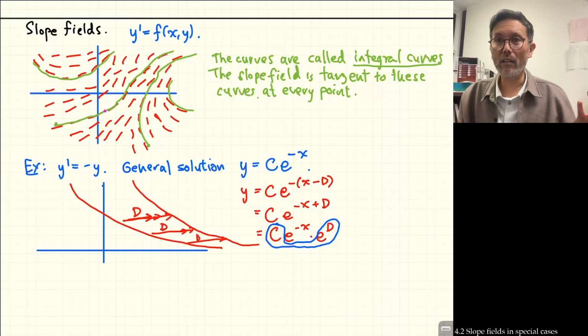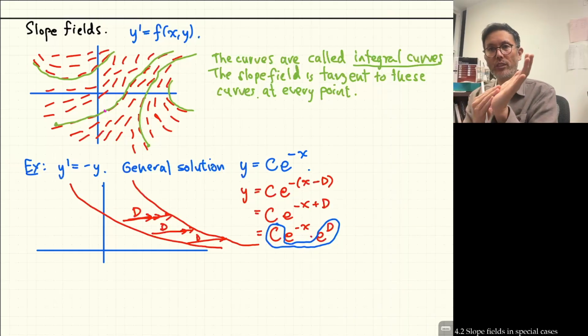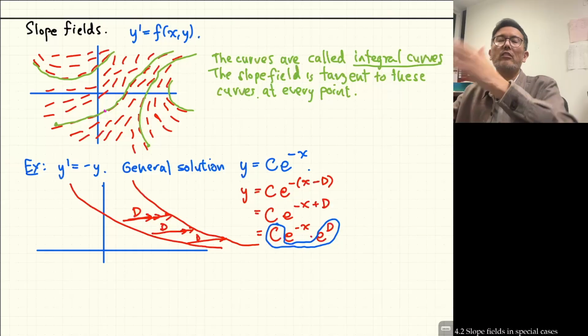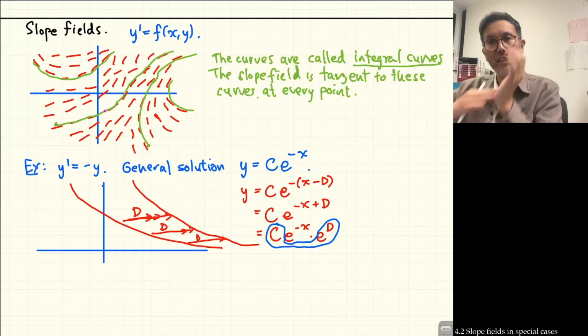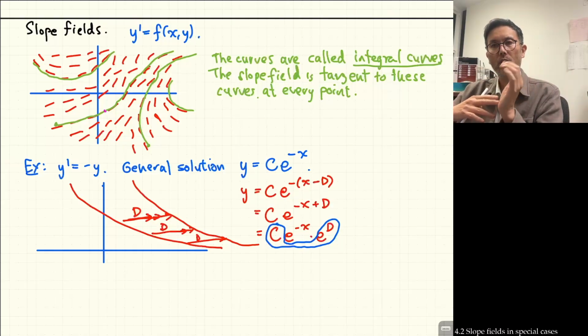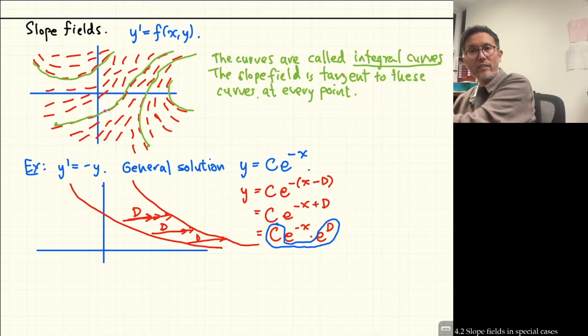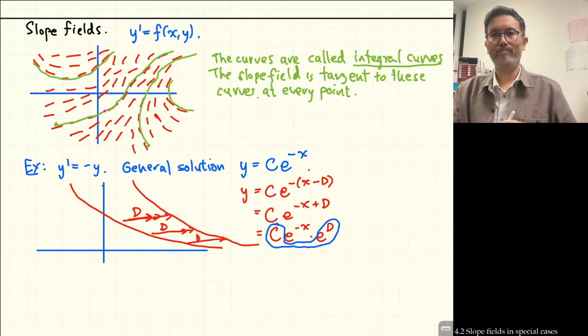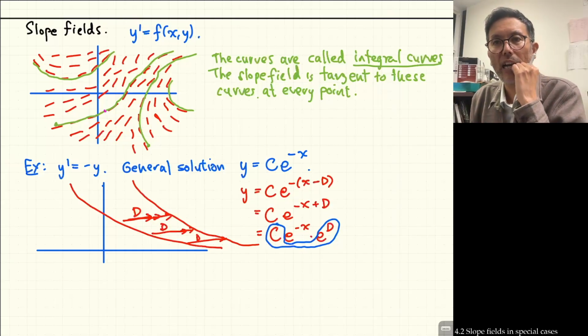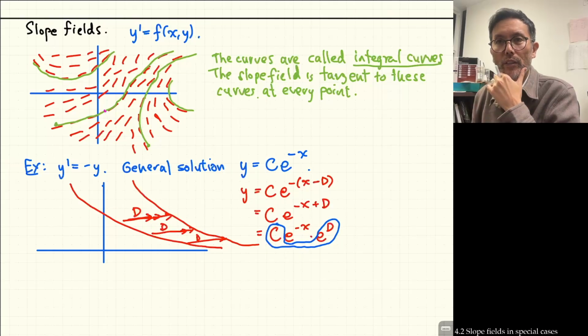So I was right. If I translate an integral curve to this slope field for this autonomous equation horizontally, I again get a solution to this differential equation. I again get an integral curve.